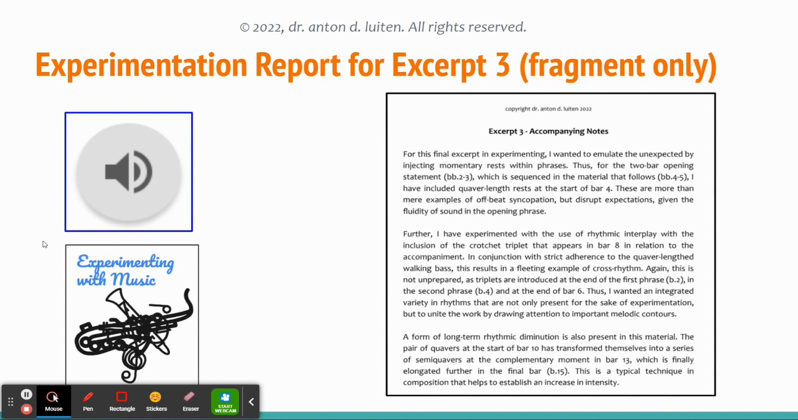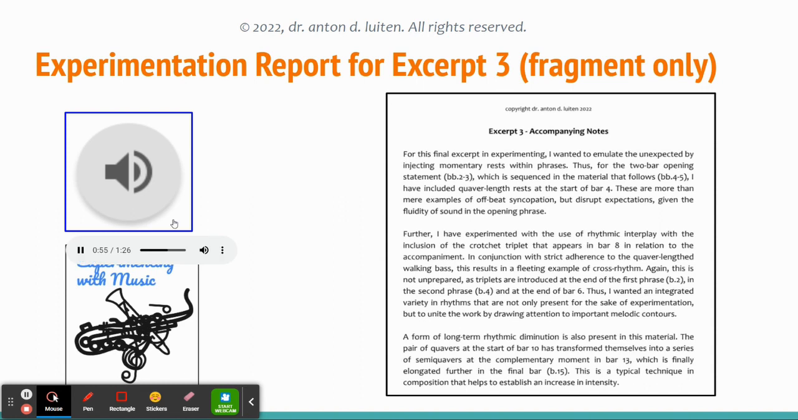Further, I have experimented with the use of rhythmic interplay with the inclusion of the crotchet triplet that appears in bar 8 in relation to the accompaniment. In conjunction with strict adherence to the quaver-length walking bass, this results in a fleeting example of cross-rhythm. Again, this is not unprepared, as triplets are introduced at the end of the first phrase, bar 2, in the second phrase, bar 4, and at the end of bar 6.